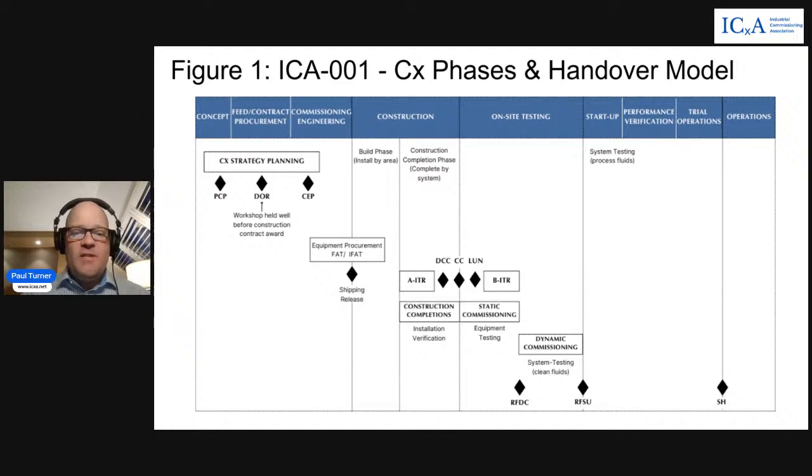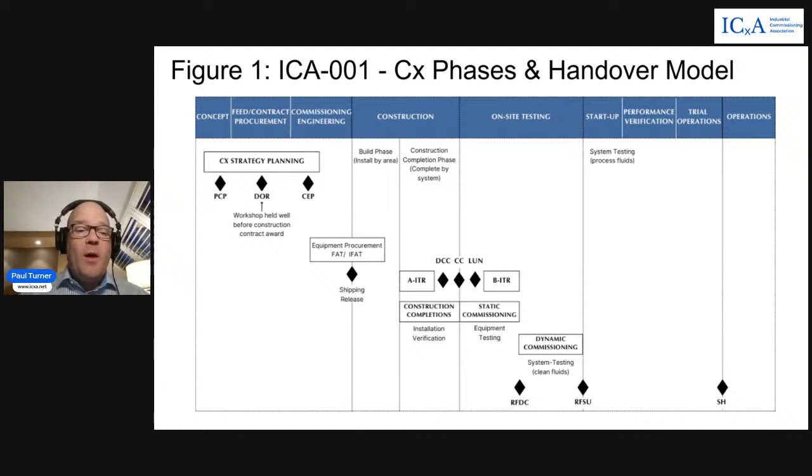Dynamic commissioning would be functioning the systems as a system, a group of equipment to perform a specific function to achieve our milestone RFSU, ready for startup. So at RFSU, we're moving into our startup phase, introduction of process fluids, introduction of loads to the systems, where we can start to actually operate the system in its intended function and start verifying that the system is meeting performance verification requirements. So this is where performance verification can take place for optimizing the system, verifying that the system meets the original intended design intent, and preparing for long-term operations.